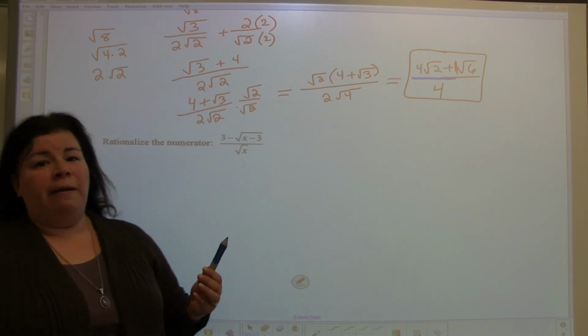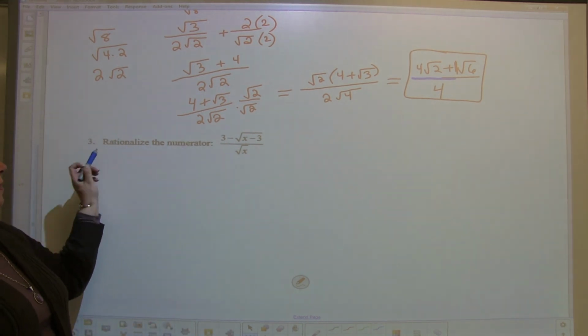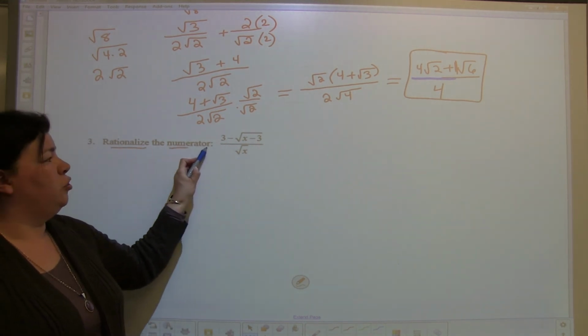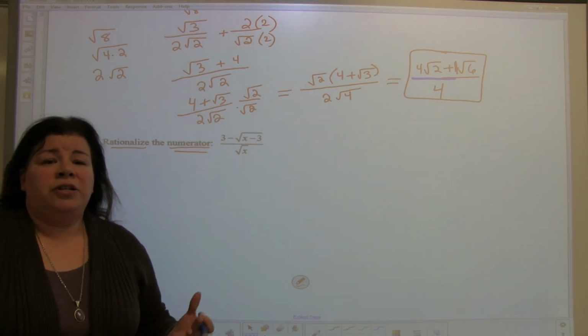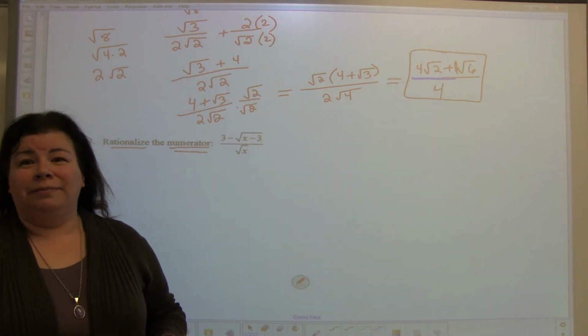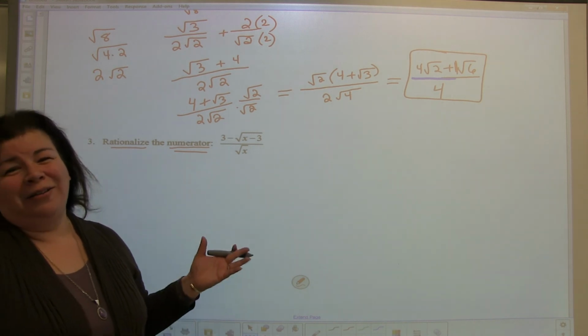Now our last problem is number 3. They want us to rationalize the numerator. Rationalizing the numerator. Oh wait, hold on.